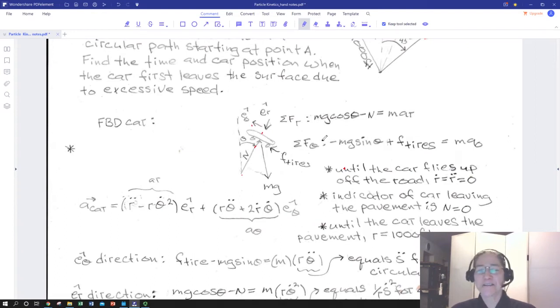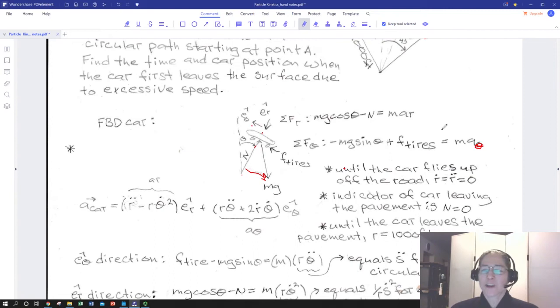Tallying up in the theta direction, we have negative mg sine theta, because I've defined theta positive as going counterclockwise, and mg sine theta is clockwise. So we've got a negative sign there, and then F tires is my positive force going in the theta direction. It's what's actually making it go forward. And so this is equal to m times a subscript theta.